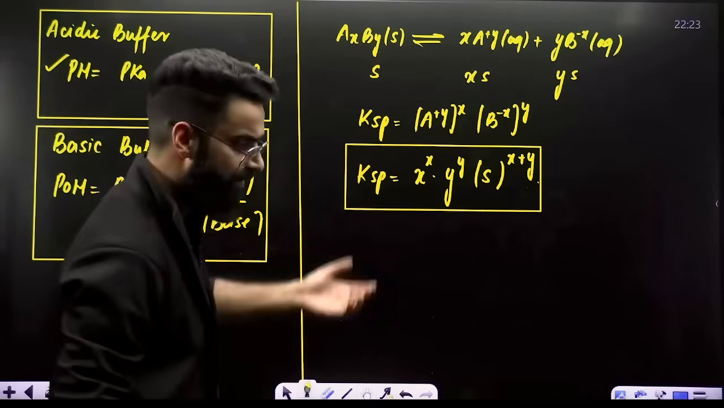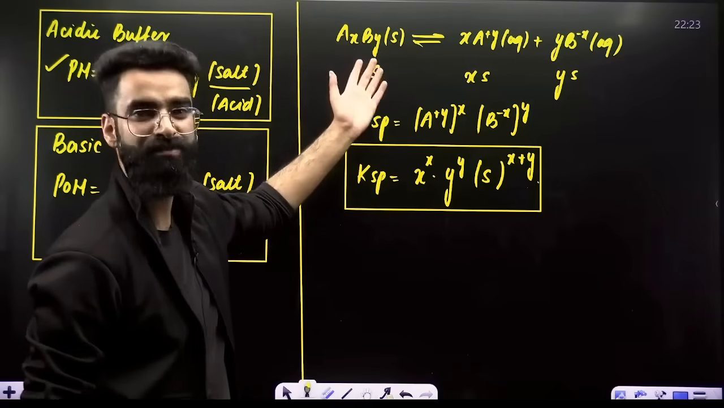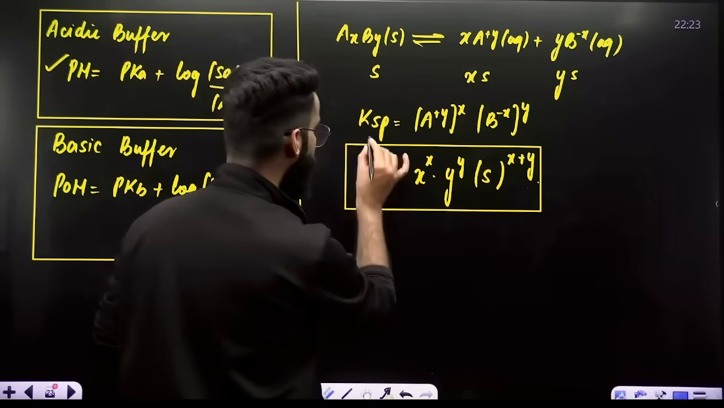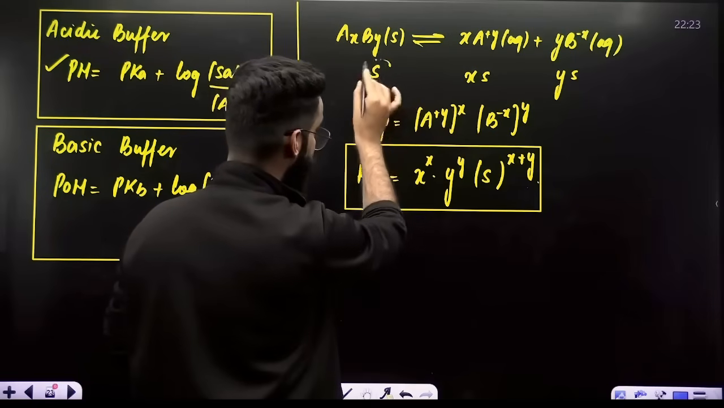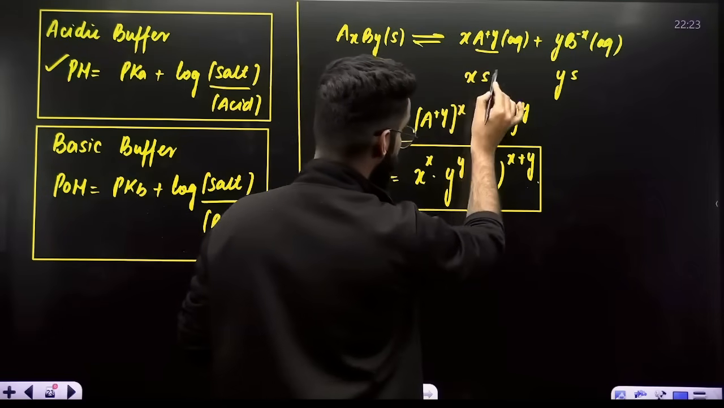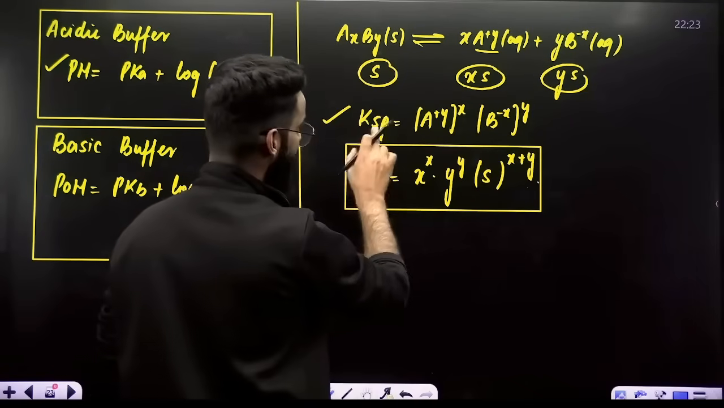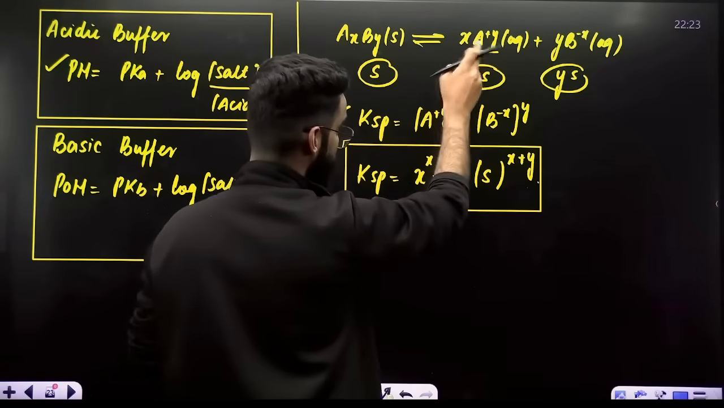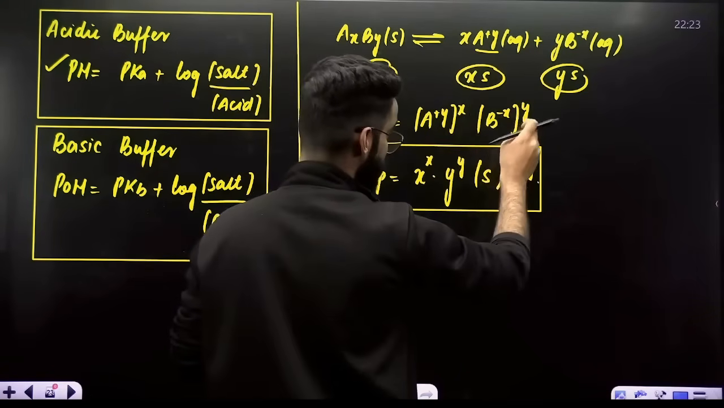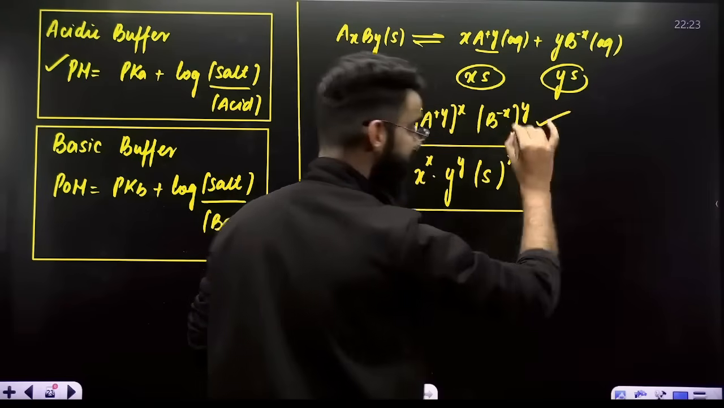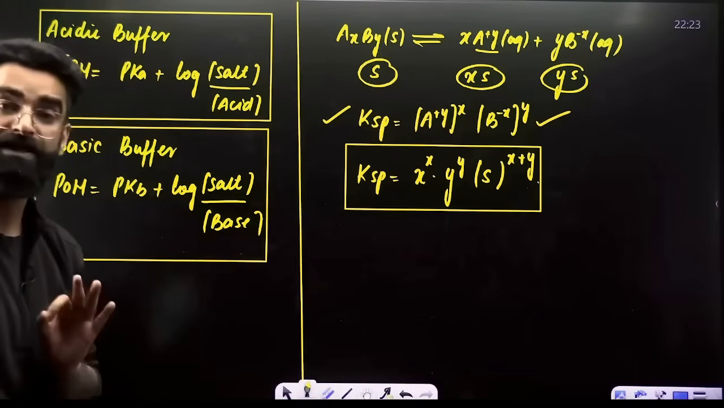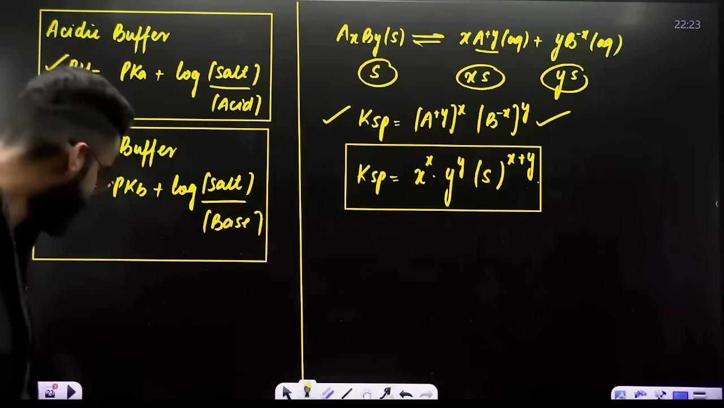Perfect. And similarly, whenever you have got a sparingly soluble salt, how do you calculate its solubility product? This is the way. If the solubility here is S, concentration of A^Y+ will be X times S, this will be Y times S, and Ksp, solubility product, will be concentration of A^Y+ raised to power X multiplied by concentration of B^X- raised to power Y. This is the general expression with the help of which we calculate the solubility product, right?